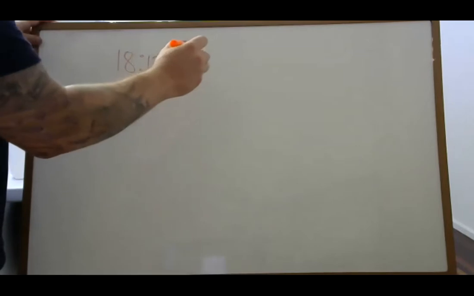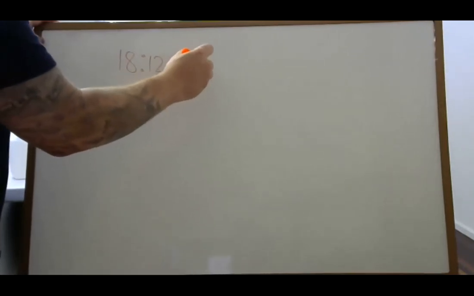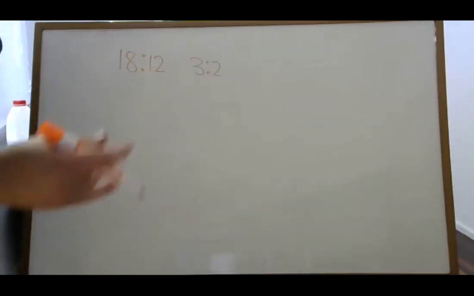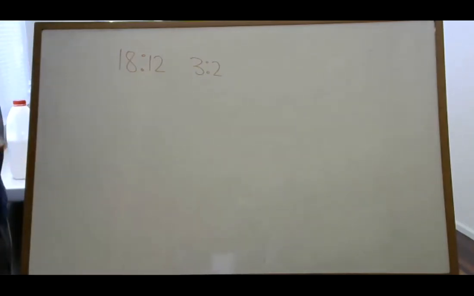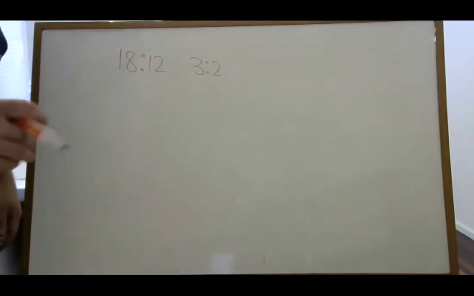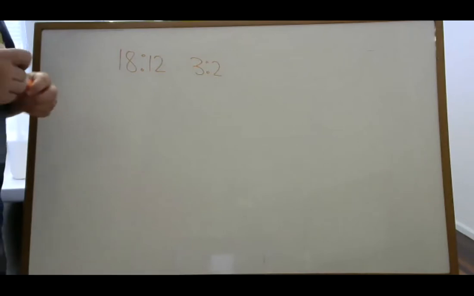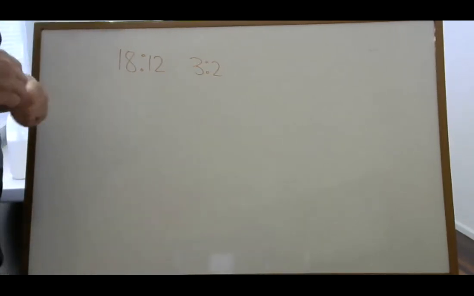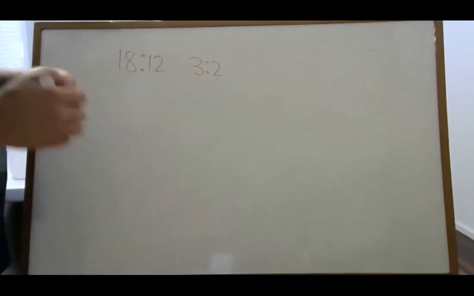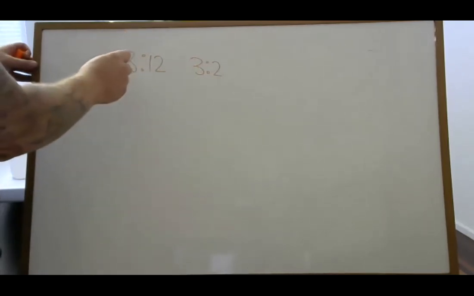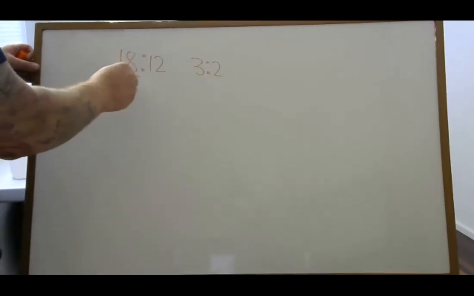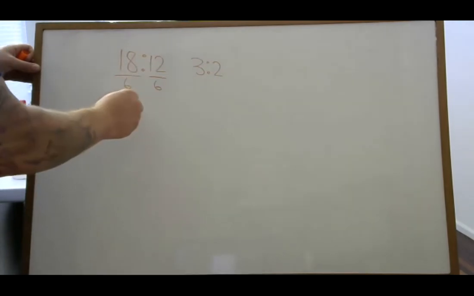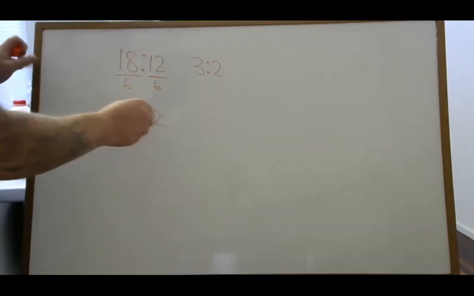Second last one, 18 to 12 and 3 to 2. If you're watching the recording, I am going quite quickly today. That's purely just because there's so much to do. I'm trying to keep it to under 45 minutes or so to keep everybody. So yes, if I divide 18 by 6, 12 by 6, would that give me 3 to 2?